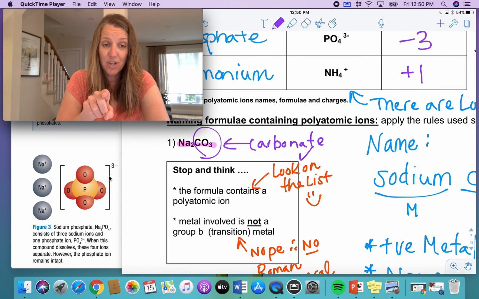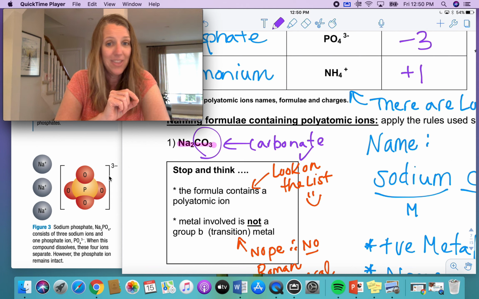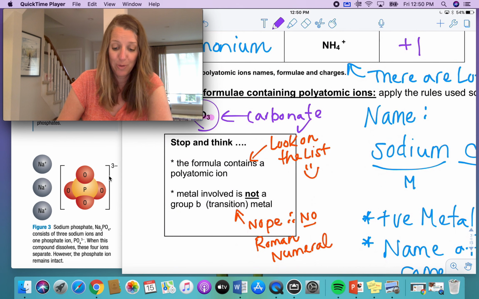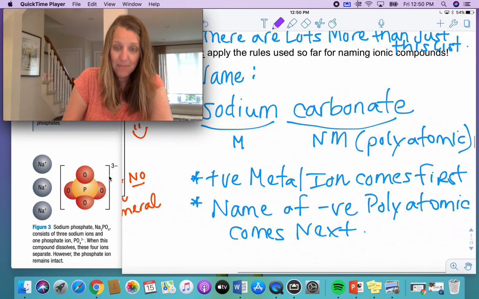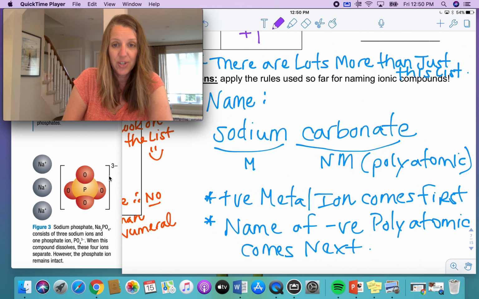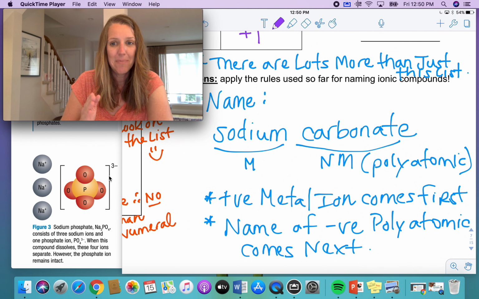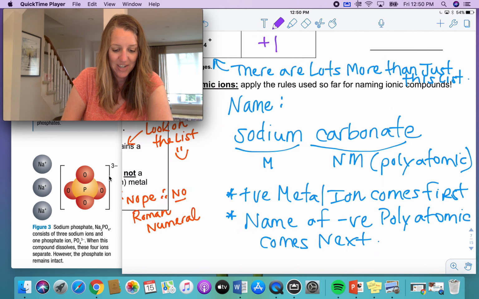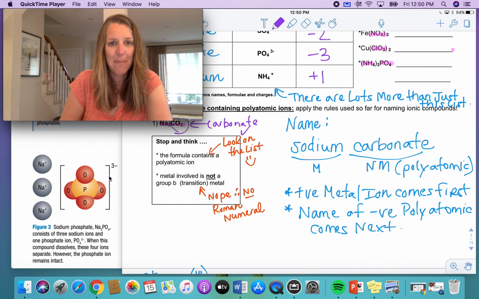If it's a transition metal, you're going to need to have the Roman numeral associated with it. But this is just sodium. It is not a transition metal. It's just in group number 1. So what's the name of my compound? This is called sodium carbonate. Metal first, non-metal that happens to be a polyatomic. And that's how you take the formula and come up with the name.